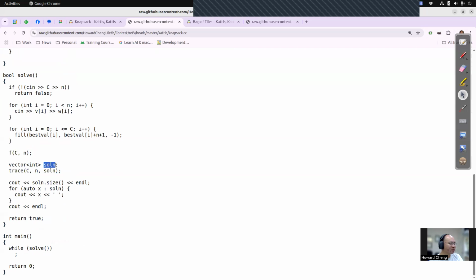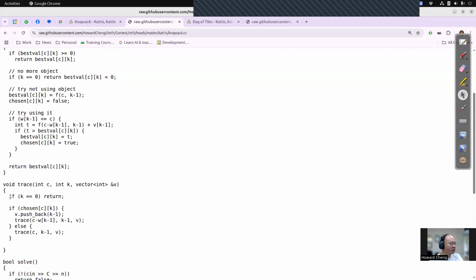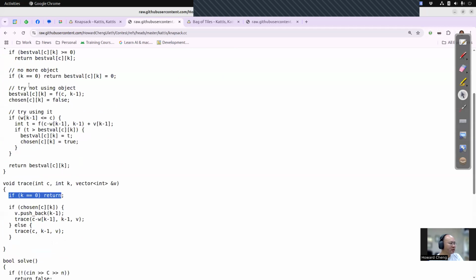So I compute that, and then I call this trace solution. Solution just remembers the vector of items stored, and trace is the function that does the magic. It will follow the same path as the recursion of the computation. So if k is equal to 0, you don't do anything.